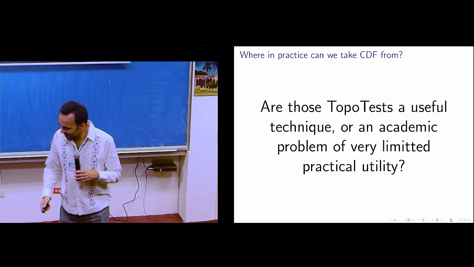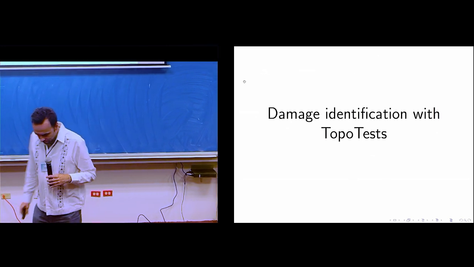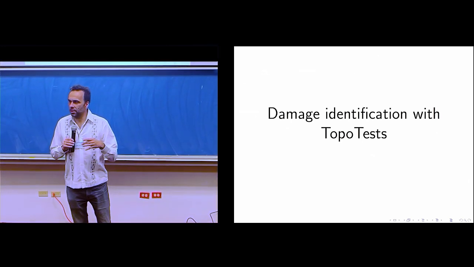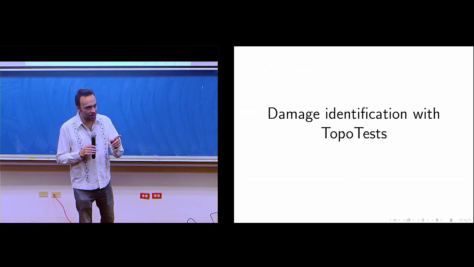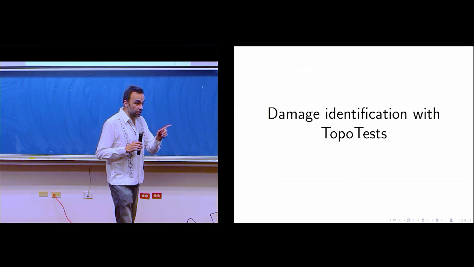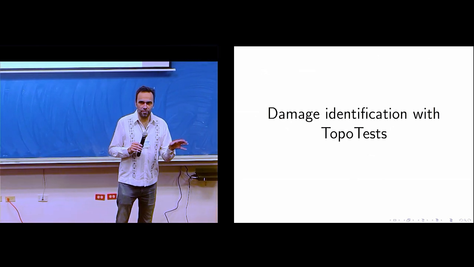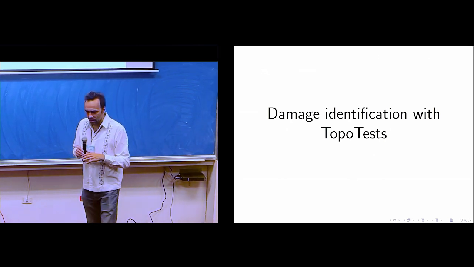So let me try to show you that that's not the case. If you think about philosophically what we did in the topo test, we don't need to know the formula. We need to be able to sample from a distribution. And that's a big difference, because when speaking about samples, we can think about anomaly detection. And that opens up a pretty big field. So let me give you one example.